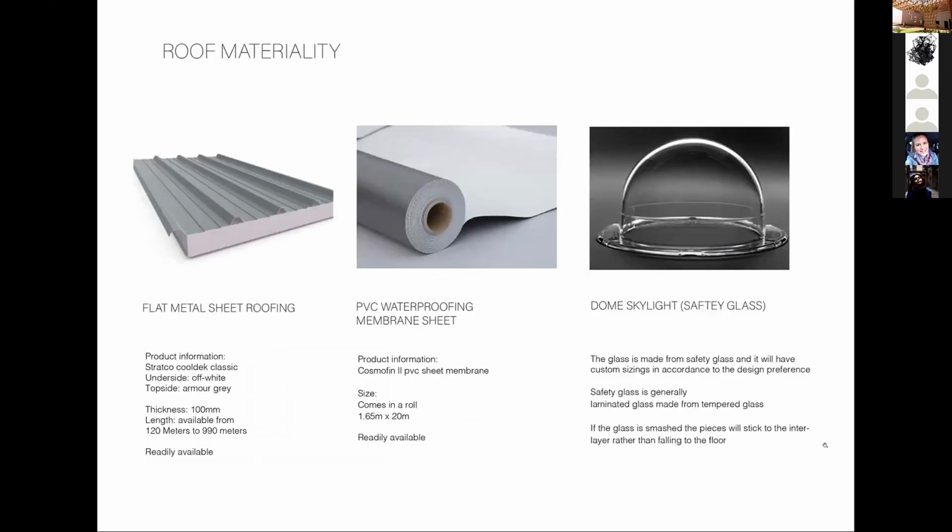For the main roofing materiality, the materials we chose are readily available and durable for the design. So flat metal sheet roofing, PVC waterproofing membrane sheet to cover the layers that are exposed above the roofing, and the last one shows the dome skylight, which uses safety glass.